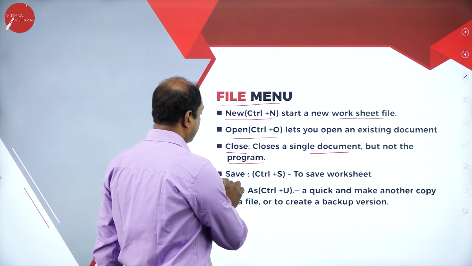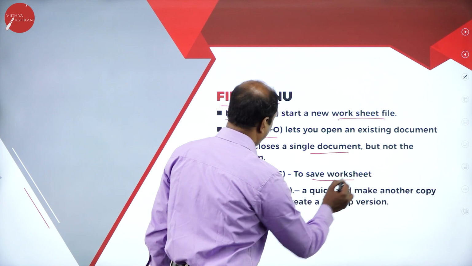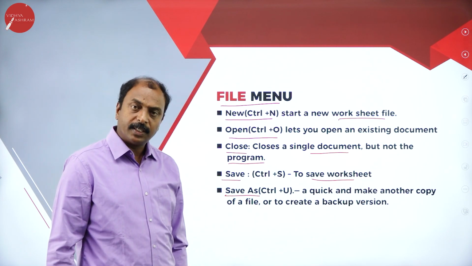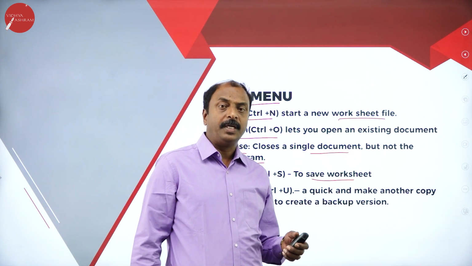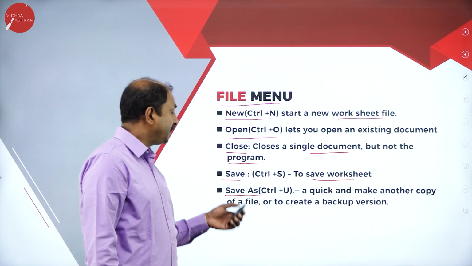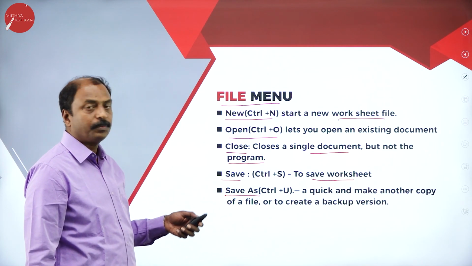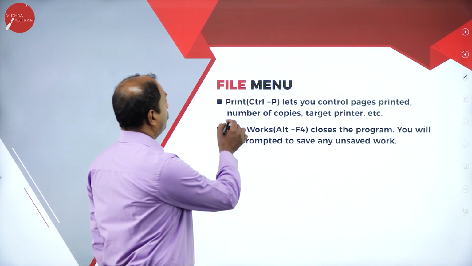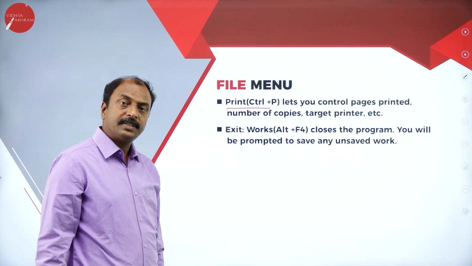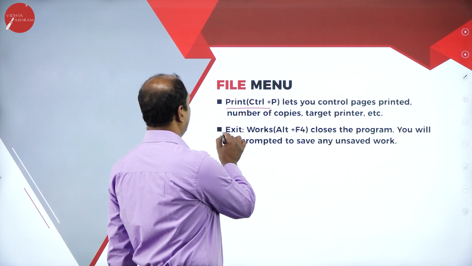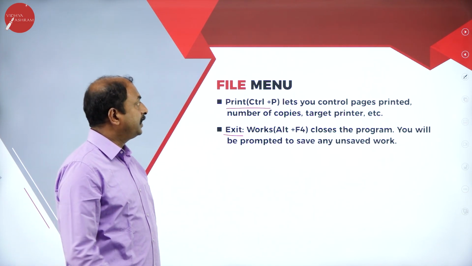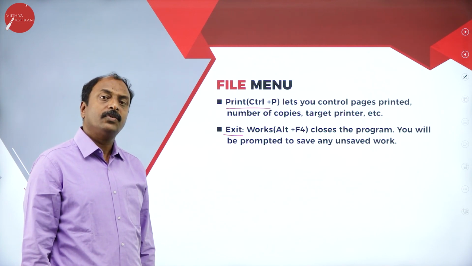Next one is Save. It is to save your worksheet. Save As is another option where the same file can be duplicated, or we can save the same file by another name. That is the difference between Save and Save As. Again we have Print, that is to take a printout of the MS Excel worksheet. And Exit, as I told you, is to come out of MS Excel. These are all the options available under the file menu.